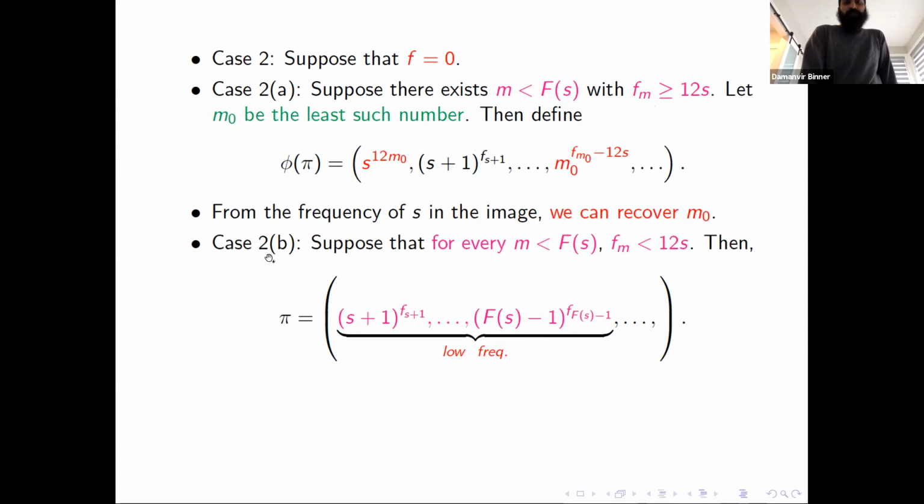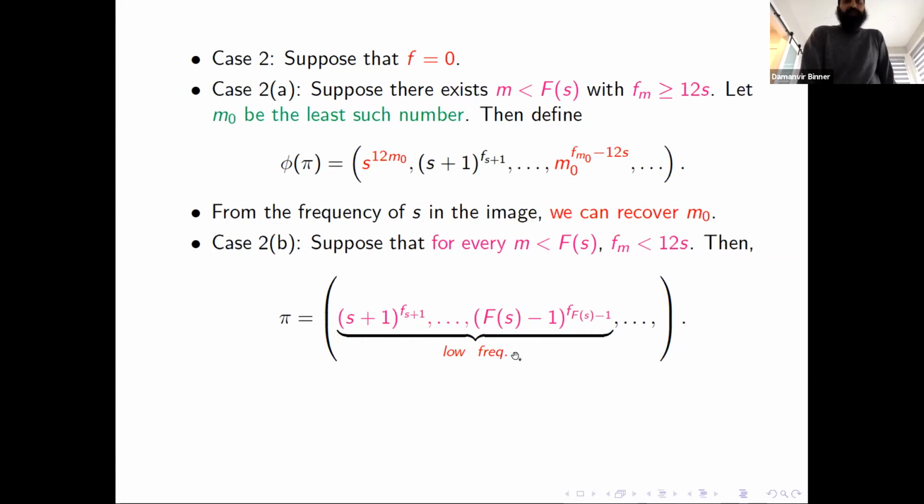And for case 2b, we have the opposite assumption. So we assume that for every m less than or equal to f of s, the frequency is less than 12s. So basically for all of these numbers, the frequency is less than 12s.